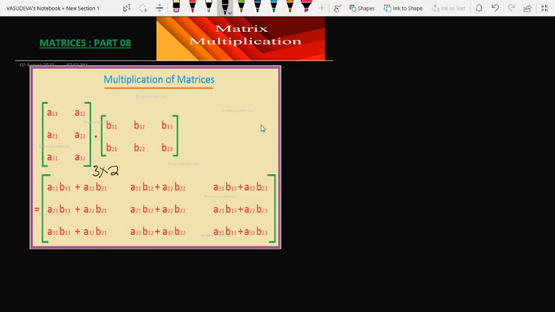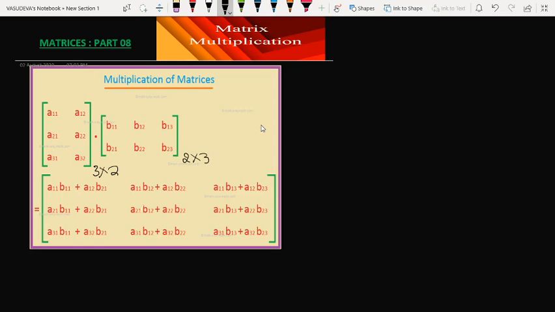And the second matrix is a matrix B11, B12, B13, B21, B22, B23. So this is a matrix of order 2/3. The first matrix has 3 rows and 2 columns. The second matrix has 2 rows and 3 columns. So what is the obtained matrix, the product of the matrices?